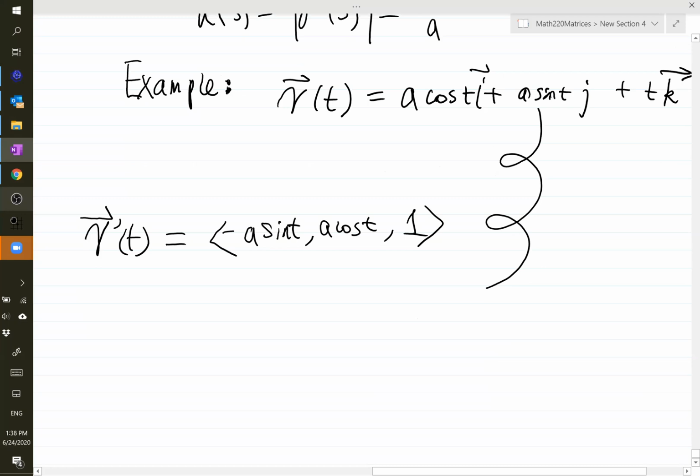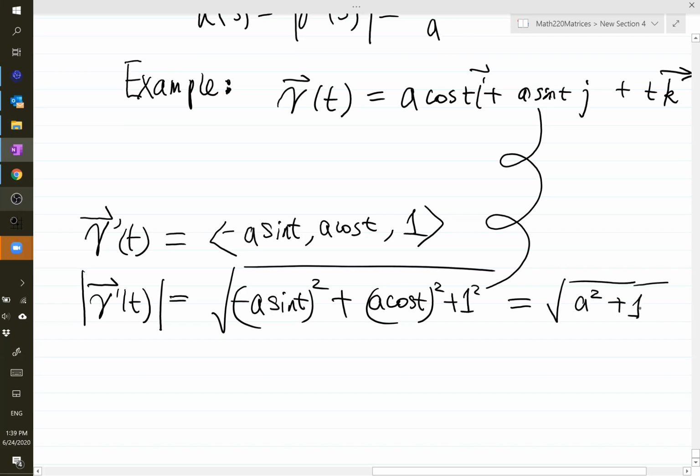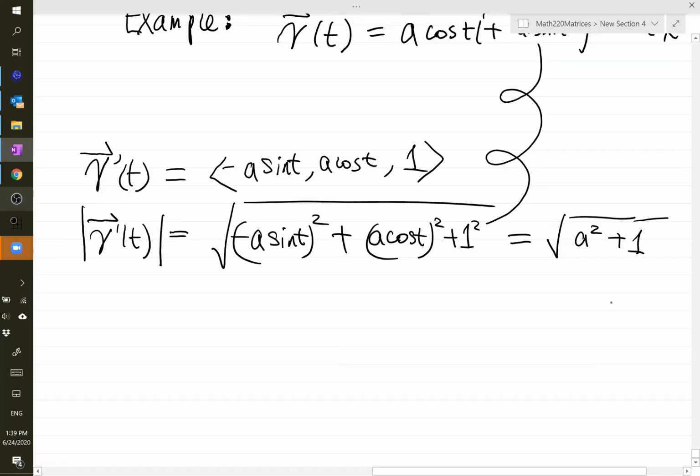So define the unit tangent vector. First, the norm of the r(t) derivative. This will be the norm of the vector (negative a sine t, a cosine t, 1): negative a sine t squared, plus a cosine t squared, plus 1 squared. Take the square root. You get sine squared plus cosine squared, which is 1. So it's the square root of a squared plus 1.